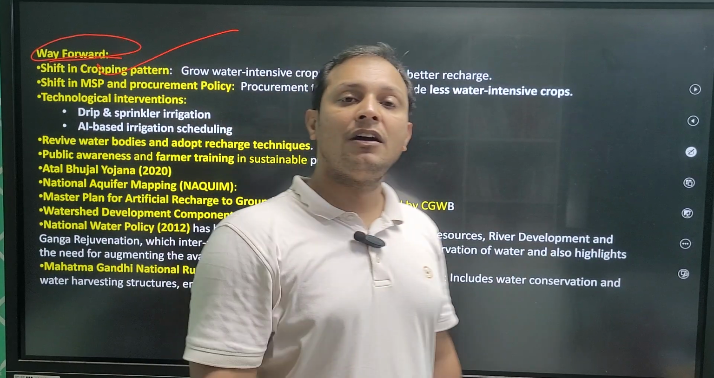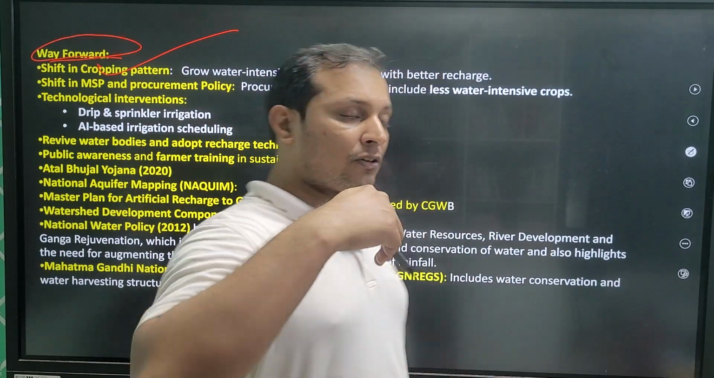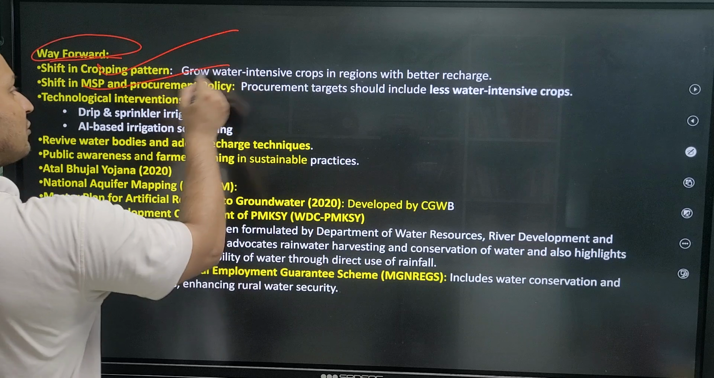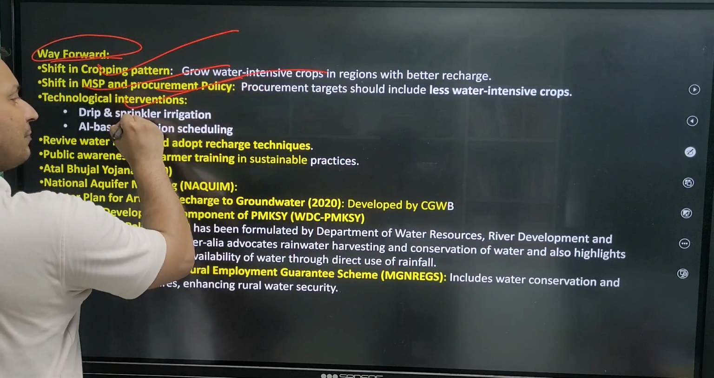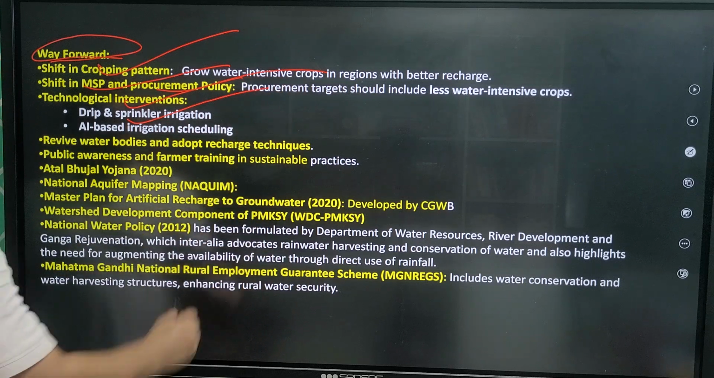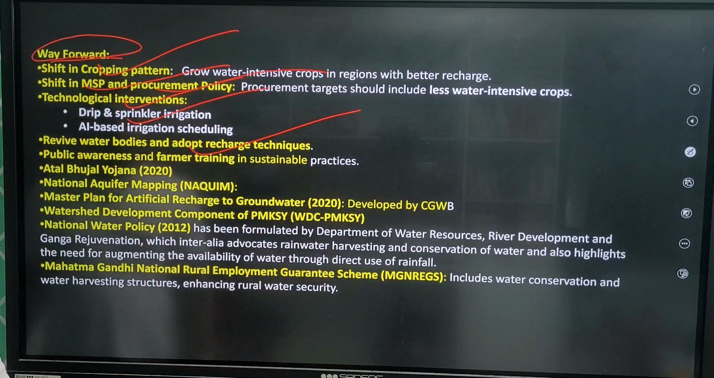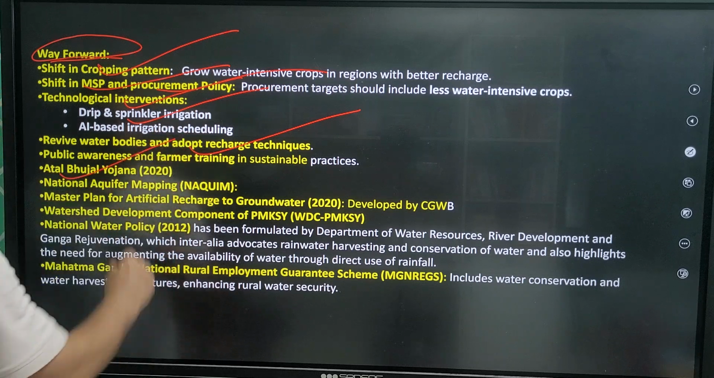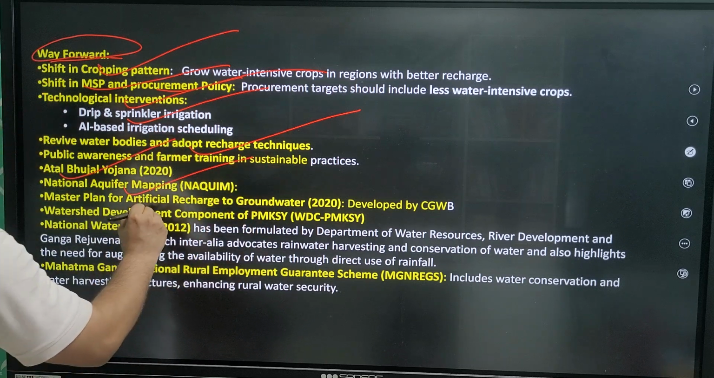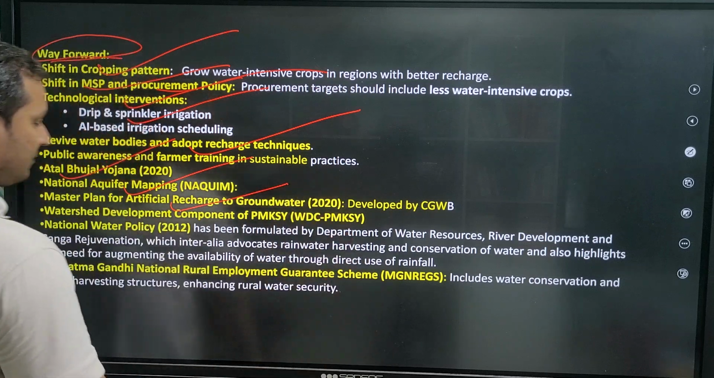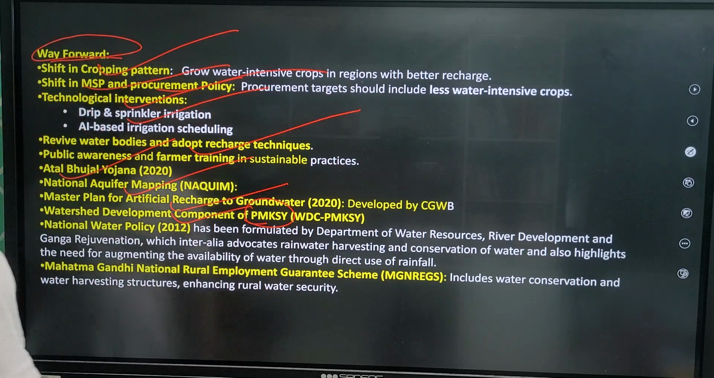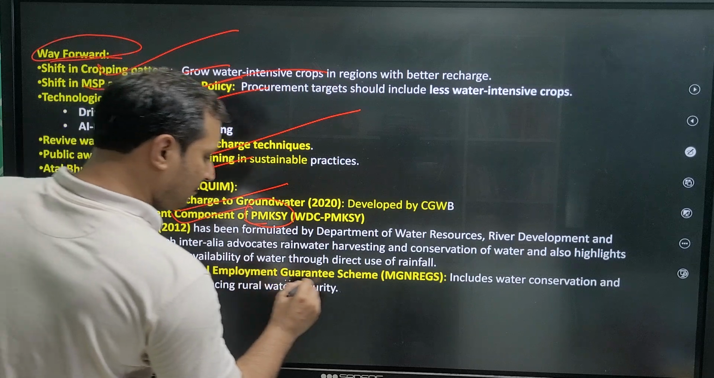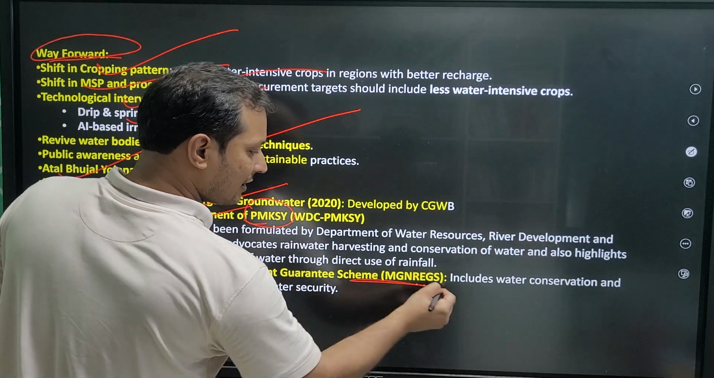We need to shift from water intensive crops to crops which take less water. Next, a shift in MSP and procurement policy. Then technological intervention like drip irrigation and sprinkler irrigation. Next, groundwater recharge techniques: Atal Bhujal Yojana, National Aquifer Mapping, Master Plan for Artificial Recharge of Groundwater, Watershed Development Component of Pradhan Mantri Krishi Sinchai Yojana, National Water Policy 2012, MGNREGA for water conservation.